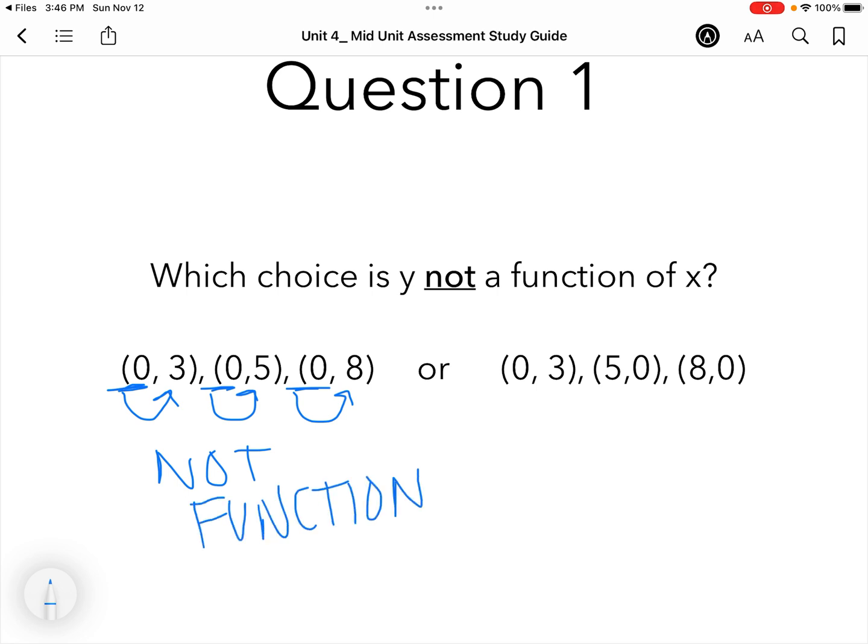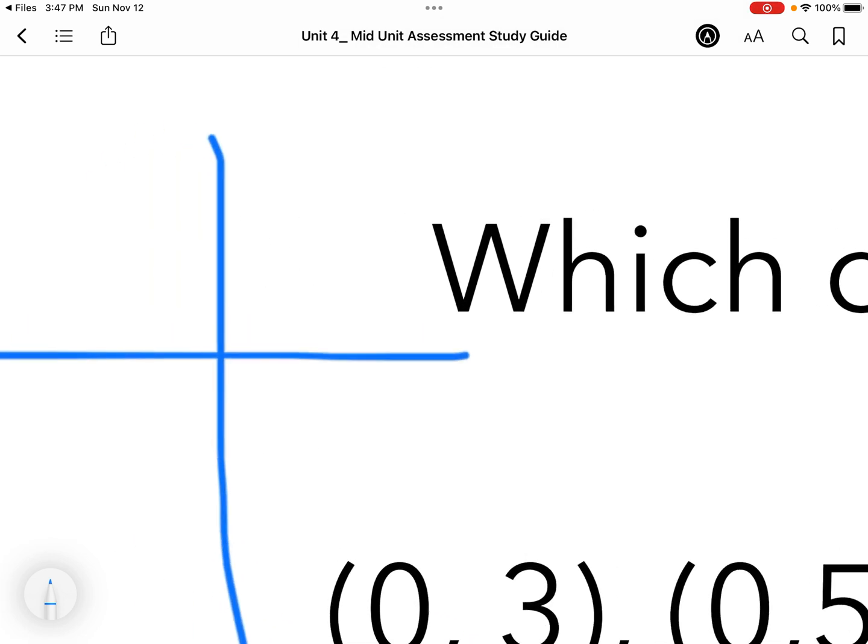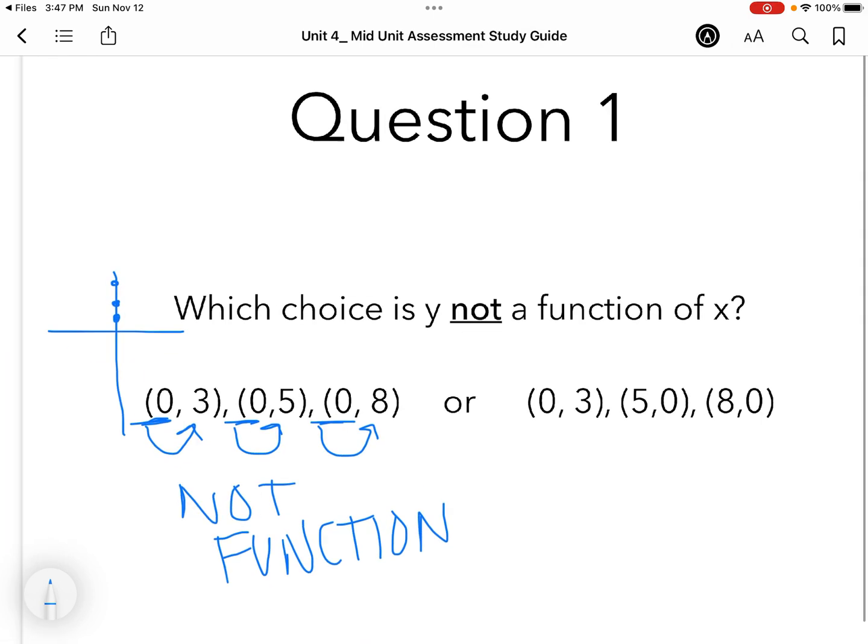I know this is not going to be a function because it's not going to pass the vertical line test. If I'm graphing it, (0, 3) is going to go here, (0, 5) is going to go here, and (0, 8) is going to go there. It's not going to pass the vertical line test.